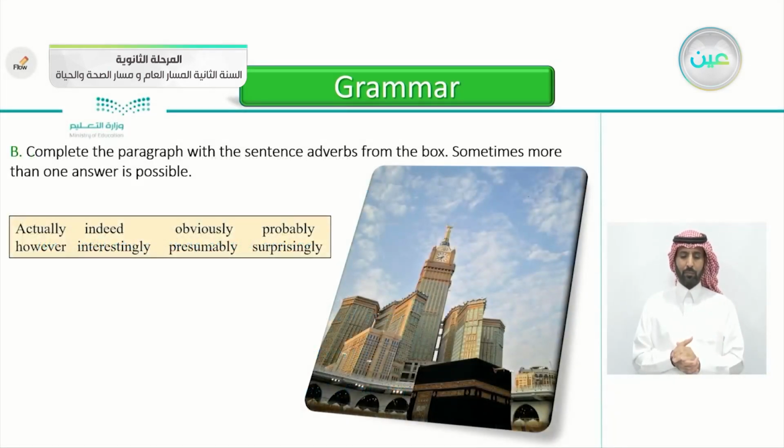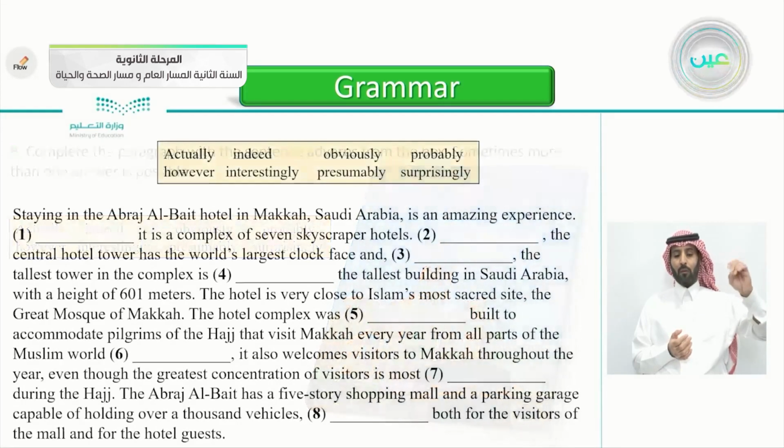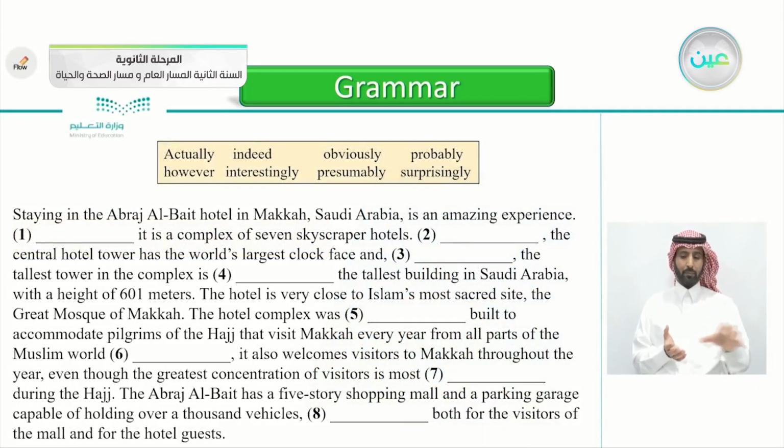Very good. Complete the paragraph with the sentence adverbs from the box. Sometimes more than one answer is possible, so we'll be talking about Abraj Mecca here. Actually, indeed, obviously, probably, however, interestingly, presumably, and surprisingly. We'll read it again. So let's fill the gaps here with the correct adverb from the box.